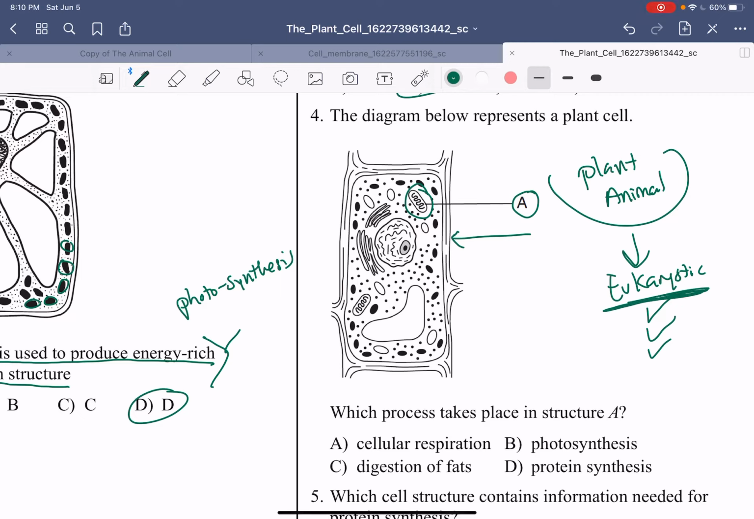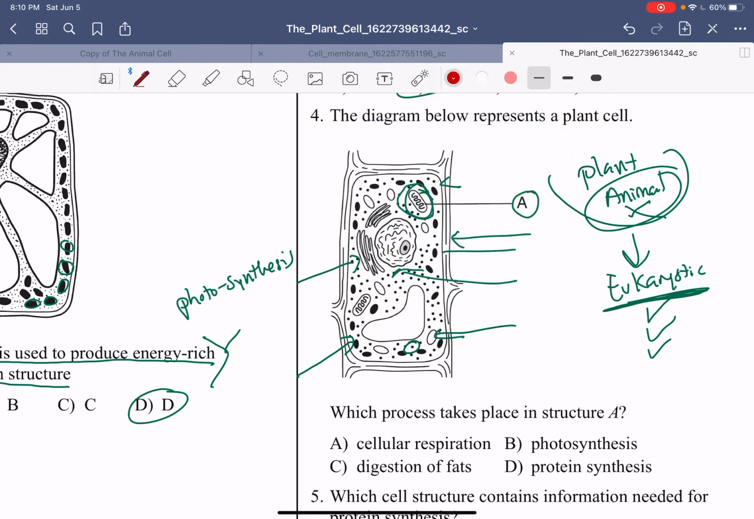But just know that plant and animal cells are under the same category of eukaryotic. So they have membrane-bound organelles. So they have a mitochondria. They have a cell membrane. They have a nucleus. They have an endoplasmic reticulum. They have vacuoles. They have a cytoplasm. They have ribosomes.